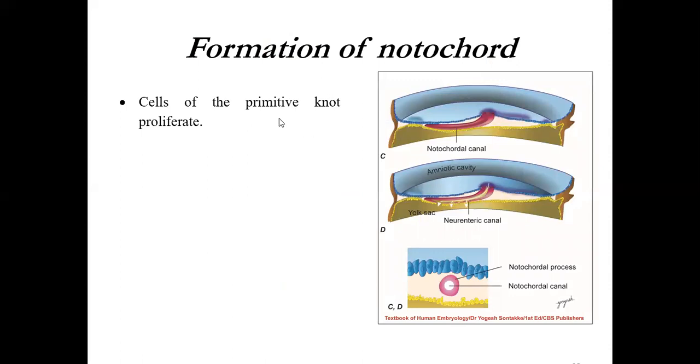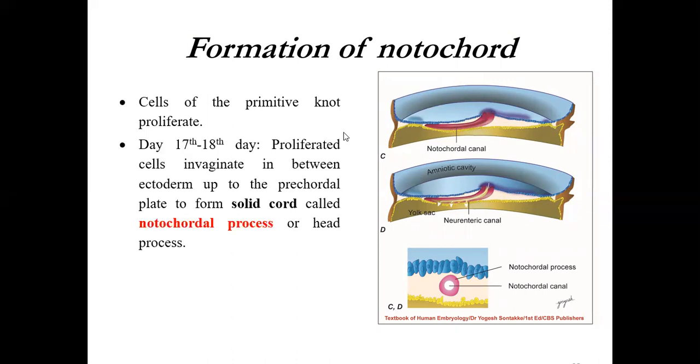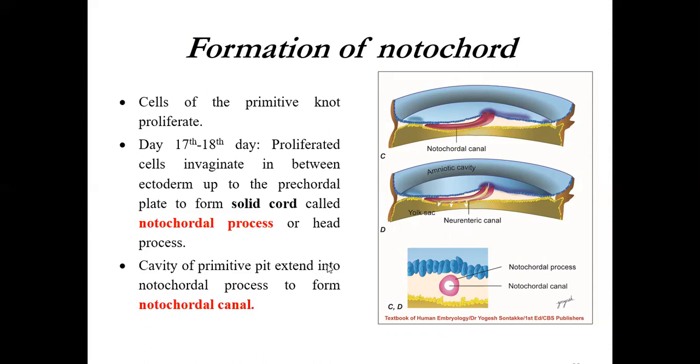Now I'll discuss the events in detail. Firstly, the cells of the primitive knot will proliferate. Over here you can see the proliferation of the primitive knot cells. Now around the 17th and 18th day, the proliferated cells invaginate in between the ectoderm up to the prechordal plate to form a solid cord of cells, which is known as the notochordal process or the head process. Now in the second diagram, you can see the lower layer of these notochordal cells disintegrating at some places, which is forming the neuroenteric canal.